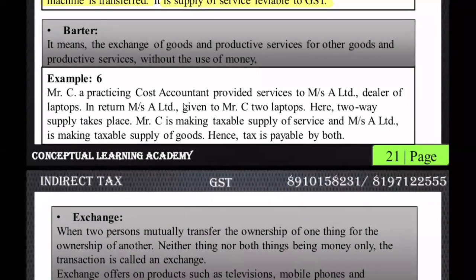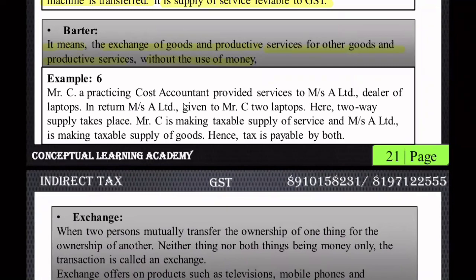Now barter. Barter is not new for us, correct? Our ancestors or forefathers were the ones who introduced this, where there was exchange not for currency, but exchange of goods for goods, services for services, or goods for services. Barter means the exchange of goods and productive services for other goods and productive services without the use of money. So that is also considered as a supply.